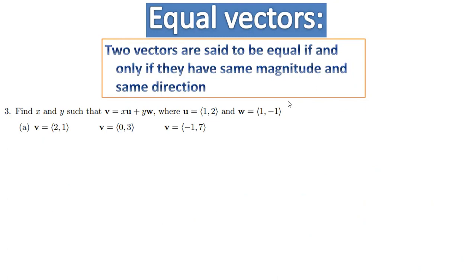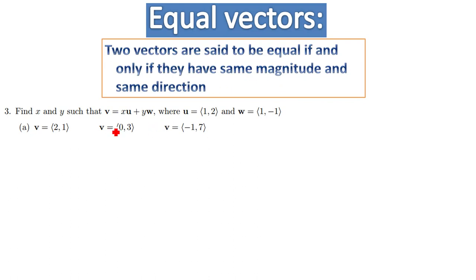So let's look at equal vectors. Two vectors are said to be equal if and only if they have the same magnitude and the same direction. So if the magnitude and the direction of one vector are equal to those of the other vector, you say that those two vectors are equal.